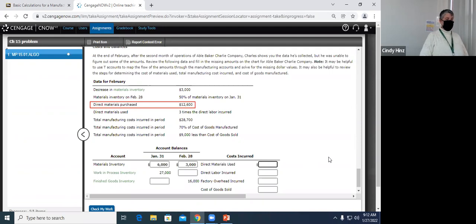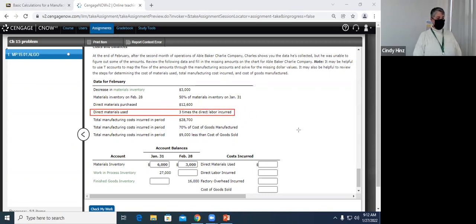I'm not going to fill in all of the blanks for you. I want to leave some part for you to do on your own. The next thing we are told is that direct materials used were 3 times the direct labor incurred. Another way of stating that, or restating that in math terms, is that the direct labor was 1/3 of the direct materials. So once you know the direct materials that you should have just been able to fill in, then you should be able to answer the question about direct labor as well.